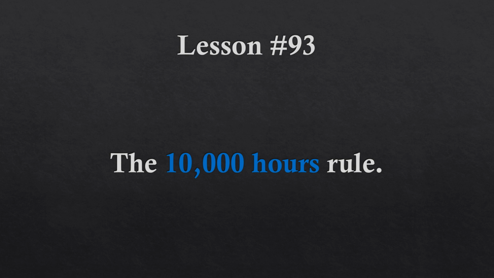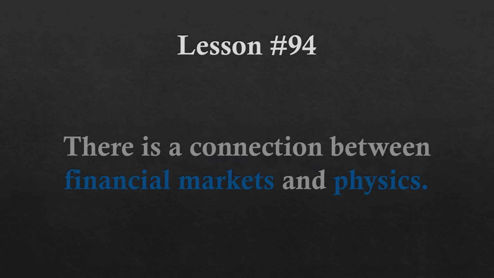Lesson number 94. There is a connection between financial markets and physics. The standard theory of finance assumes that price follows what's called Brownian motion, which is the type of motion of a dust particle in collision with water particles inside a glass, for example. This notion set the stage for the understanding of price behavior, but it was also studied by Albert Einstein in a different context.